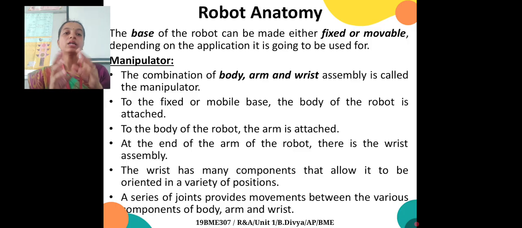The series of joints provides movements between the various components of body, arm and wrist. As I told you already, the base is connected with the body, and the body and the base will have a joint. Then the body is connected to the arm, where we have another joint, and then the arm is connected to the wrist. The wrist contains many joints. Why? Because of the final output or the application which is specified for that robot to be performed, so we'll have different kinds of wrist.